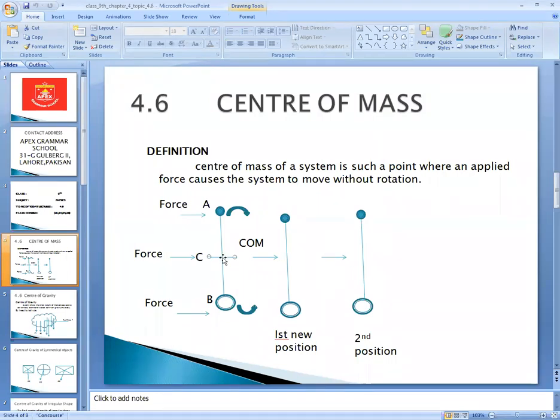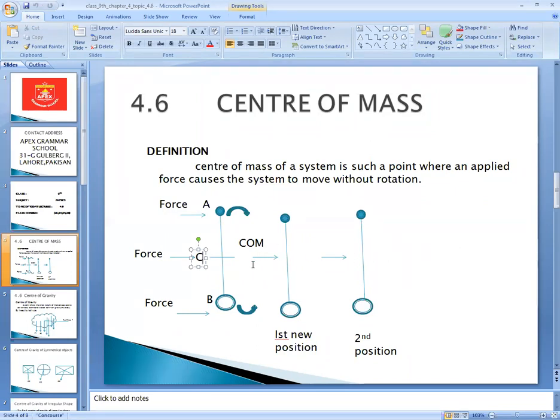At this point C, the body will not rotate. It will move straight. This is the new position. If I apply the force at point C, what will happen? The body will not rotate either clockwise or anti-clockwise, but it will move. It will take the new position. First, I apply the force here, the new position is here. Then I apply the force, and the body will move straight.